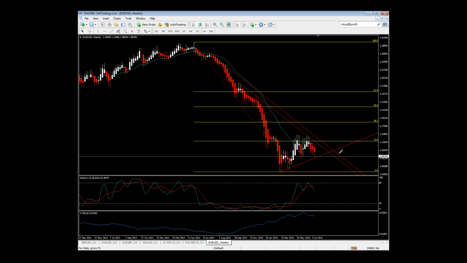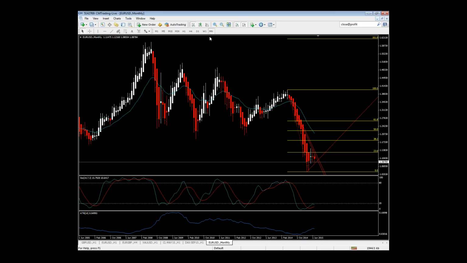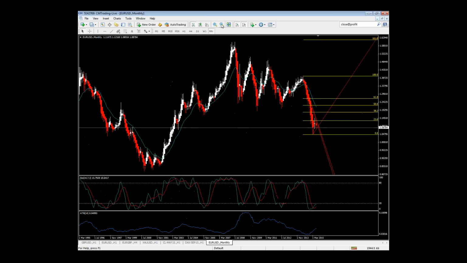So, we need to have horizontals on here. We need to have areas of support and resistance. You must have your support and resistance on your charts. If I switch to a monthly, just zoom out a little bit more, I want to see where the market's been. Look at that in 2001. I'll put some horizontals on here for you.